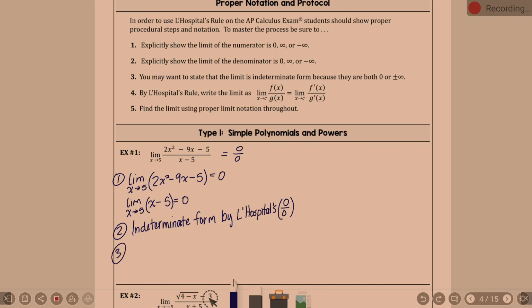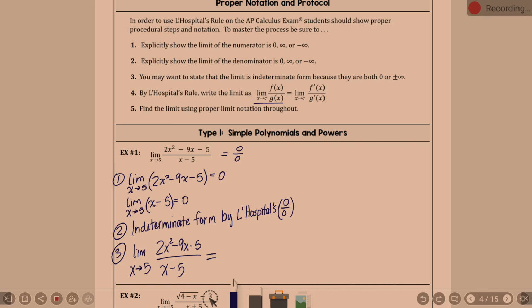Okay. Step 3. We're officially going to do L'Hopital's rule, which means, okay, what's my original limit? I'm going to write my original limit. The limit as x approaches 5 of 2x squared minus 9x minus 5 all over x minus 5 is going to be equal to, so that's this right here. And what's it going to be equal to?